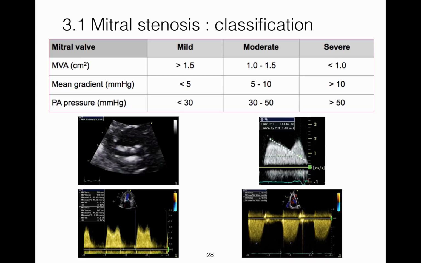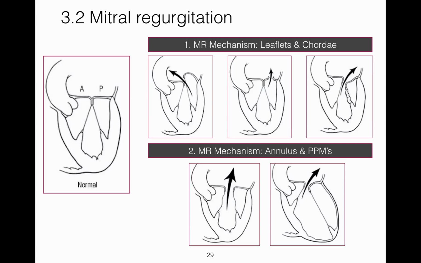While severe mitral stenosis is characterized by a mitral valve area less than 1 centimeter squared, a mean gradient greater than 10 millimeters of mercury, and a pulmonary artery pressure estimate greater than 50 millimeters of mercury. Evaluating mitral regurgitation.